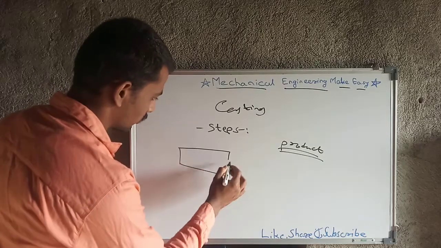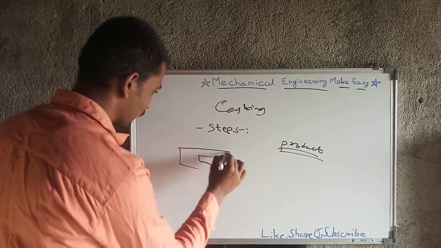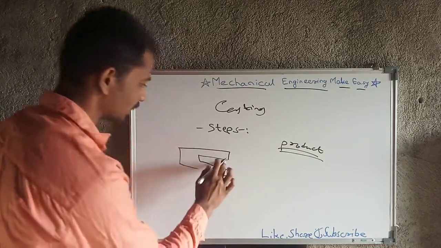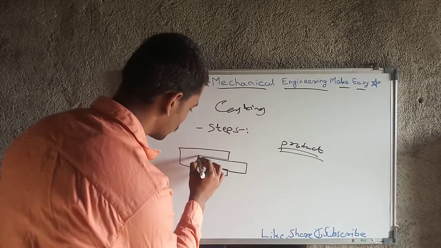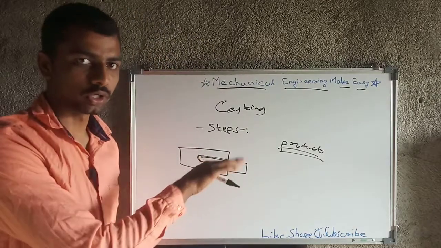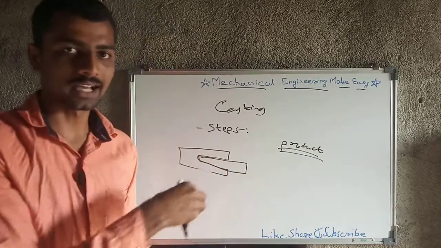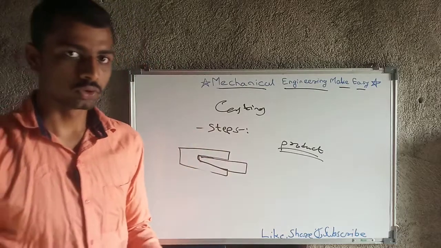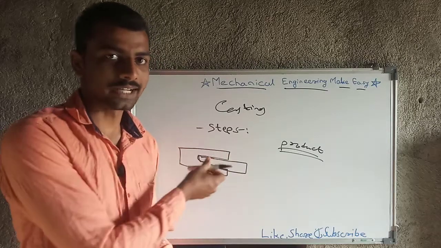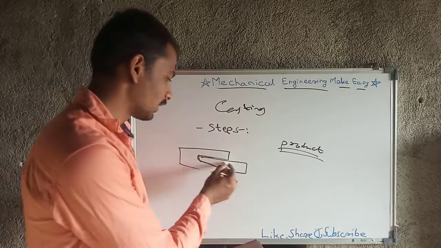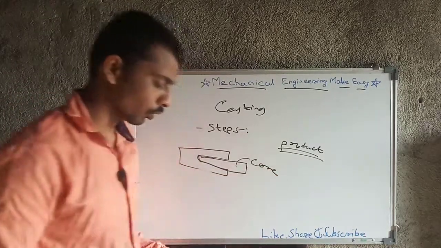After that, core making. You can take an example: we have to make one hole here, and this is our final product we need. So we will make the pattern of this shape, but for the hole we can't make a pattern, so we will make a core here, like this, and we will fix this core into our mold box. So ultimately this hole will be created while the casting process is going on. Core is nothing but an object which we place into the mold cavity, so that the cavity will not be filled by molten metal. This is called the core, so core making is also one step.